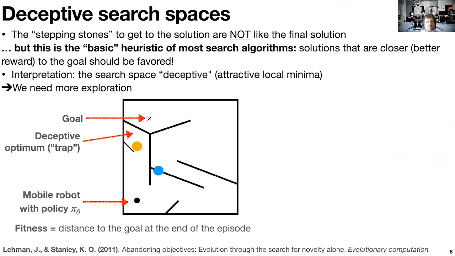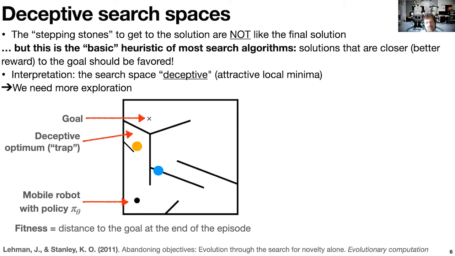So it's quite fundamental, I should say, because it's one of the basic heuristics of most search algorithms. So might be reinforcement learning algorithms, evolutionary algorithms, most optimization algorithms, they say that if you're closer to the solution, you should be better. But in many situations, like in the images before, it's not the case. You have to go far away from it for some time before being able to find the solution. So we designed a simple problem to illustrate this. So this is what we call the deceptive maze.